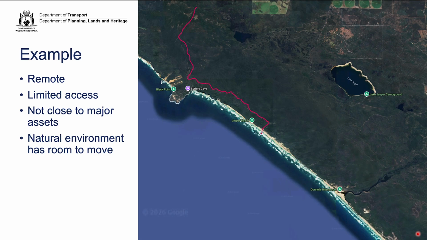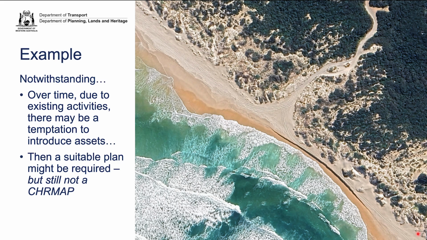Having said that, if we look at the actual location where access occurs on the coast, at the end of that little drawing that I drew, this is the coastal access path. You can actually see the four-wheel drive tracks. Over time, due to the activities, there might be a temptation to introduce assets. So perhaps the local government at some stage says, lots of people are accessing this, let's put some bins and maybe a car park in off the coast in this location. And in that case, you might require the development of some kind of plan to manage the access, but still probably not a CHRMAP.